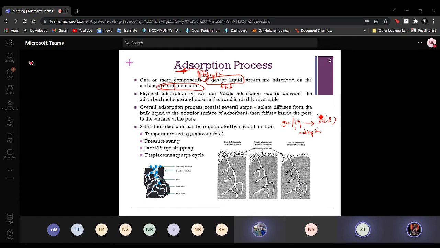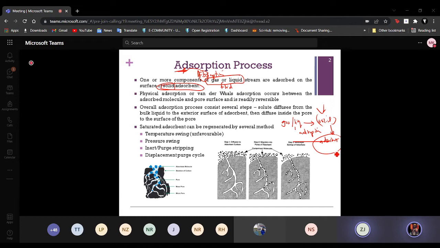So this solid, we call it adsorbent. In adsorption, we call it adsorbent. Right, so this is the definition for adsorption. This must be present, a solid must be present as adsorbent. Not necessarily every solid is an adsorbent. For example, a rock or sand is also solid, but if it's not called an adsorbent, it cannot adsorb.